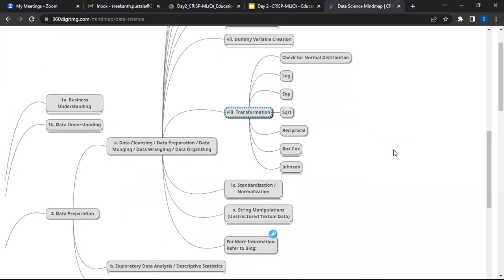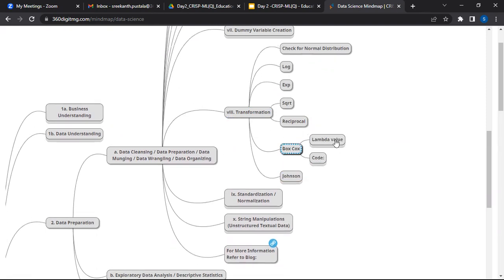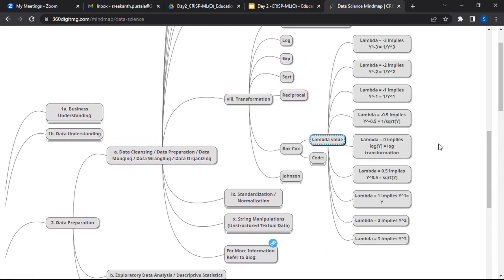So we have different transformation methods. We check for normal distribution first. If the data is not normally distributed, we are going to apply different methods. We have log transformation, exponential transformation, square root, and reciprocal. We also have the Box-Cox method, where we take the lambda value.